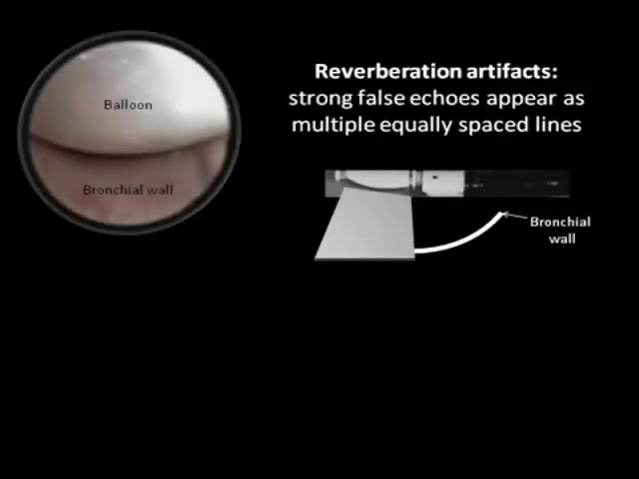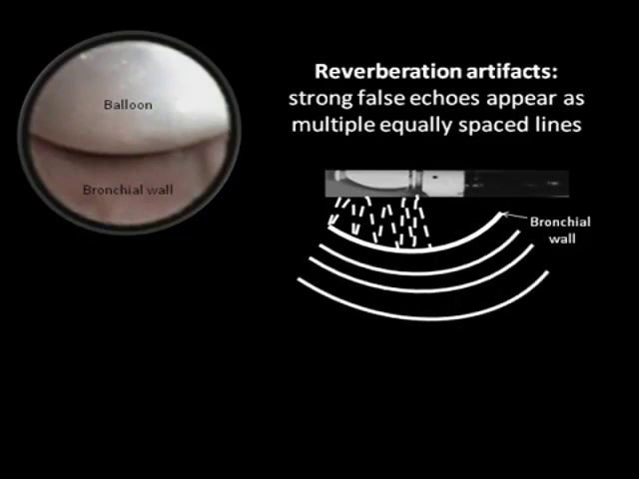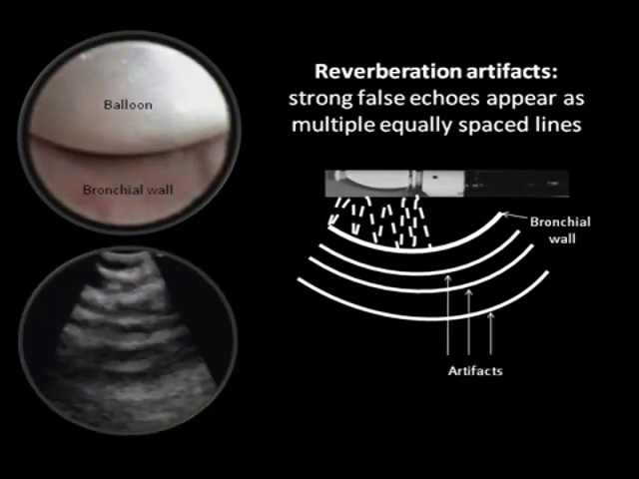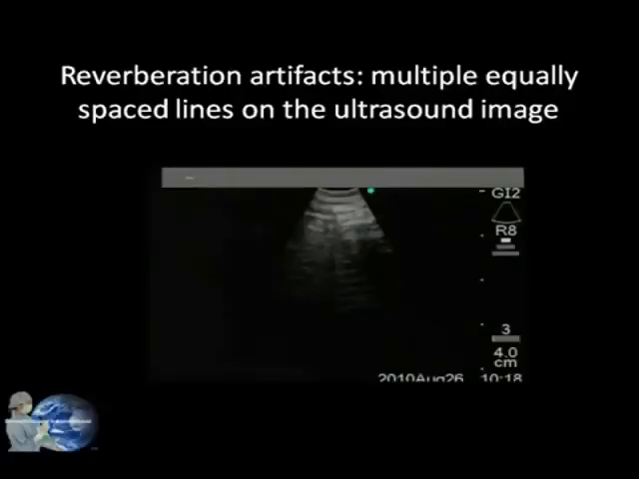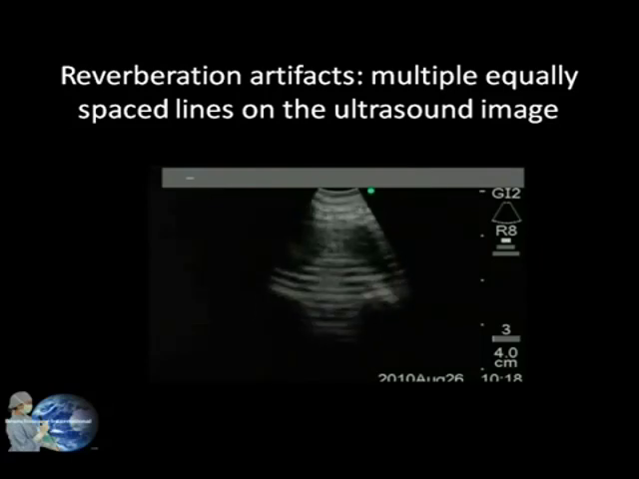Reverberation artifacts are strong false echoes that appear as multiple equally placed lines on the ultrasound image. These occur when the water-filled balloon of the EBUS bronchoscope is not in intimate contact with the airway wall. Subsequently, ultrasound waves are repeatedly reflected between the highly reflective airway wall and the transducer. Here is an example of reverberation artifact.